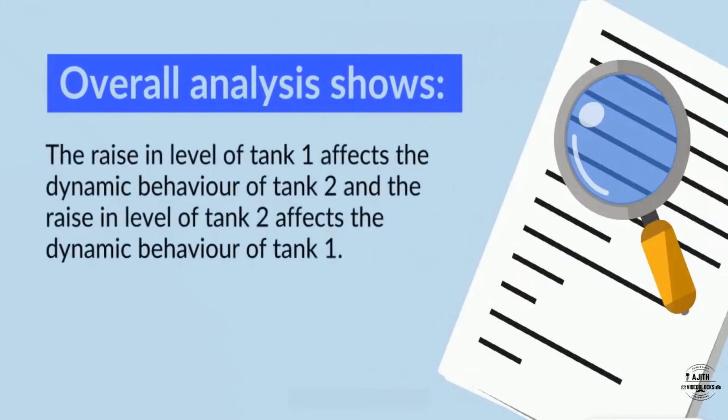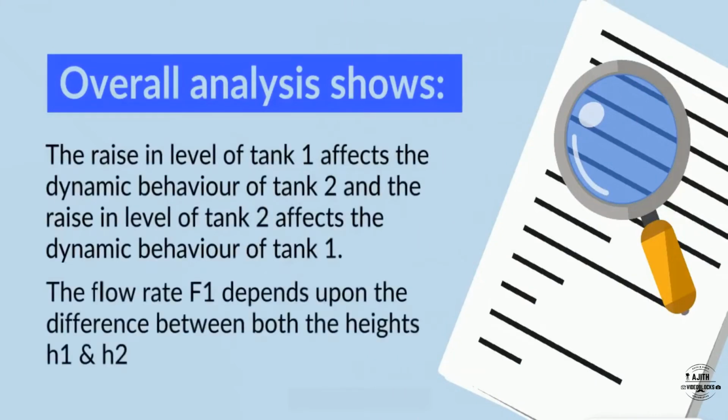When seeing the overall analysis of this interacting level process, the raise of level in tank 1 affects the dynamic behavior of tank 2 and the raise of level in tank 2 affects the dynamic behavior of tank 1. The flow rate F1 depends on the difference between the heights H1 and H2.